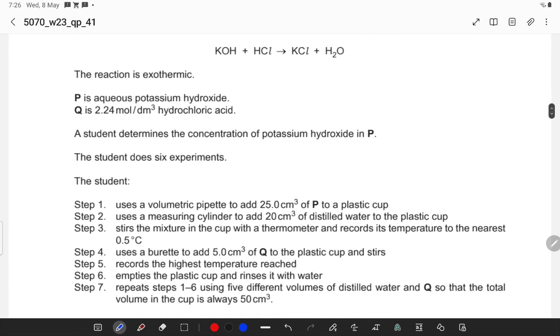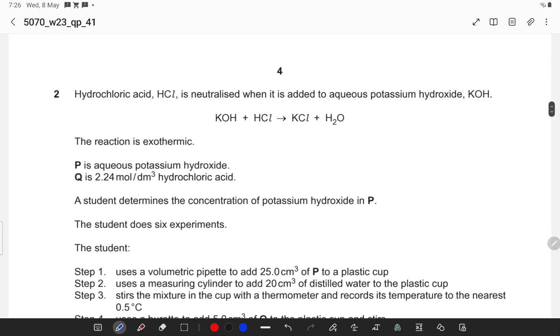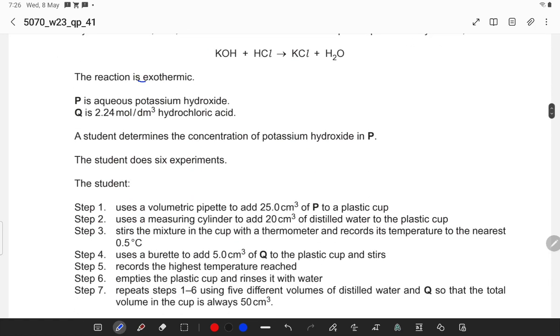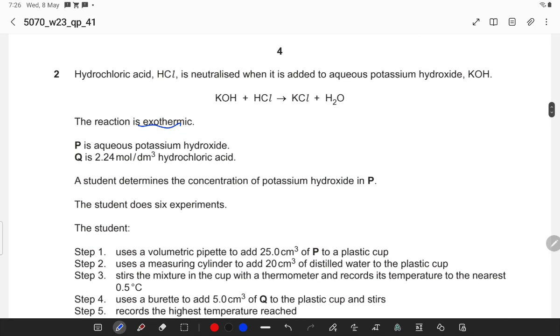Question number 2. Hydrochloric acid is neutralized when it is added to aqueous potassium hydroxide. This is the chemical equation, KOH plus HCl, hydrochloric acid, this is potassium hydroxide, to form potassium chloride and water. The reaction is exothermic. Please keep it in mind, all neutralization reactions are exothermic.